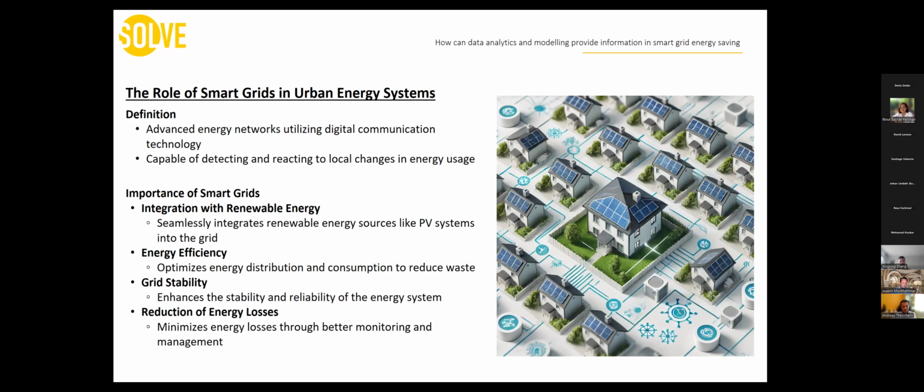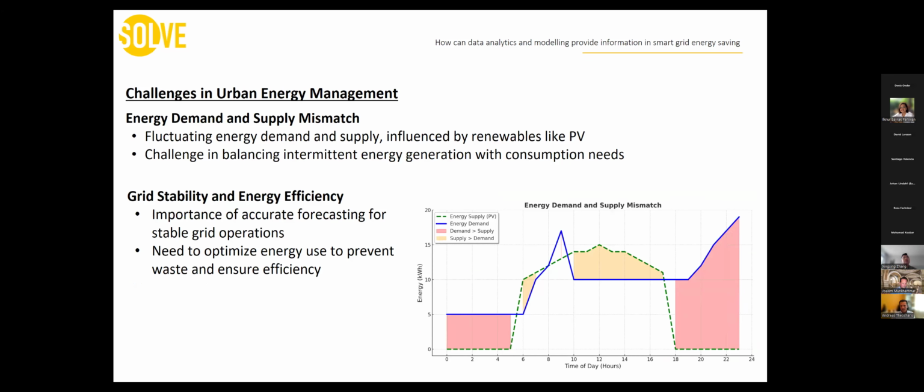So this can be used as an input to optimize the energy distribution and consumption, aiming to reduce waste, minimize the energy losses, and of course, help grid stability. What are some of the basic challenges in an urban energy management system?